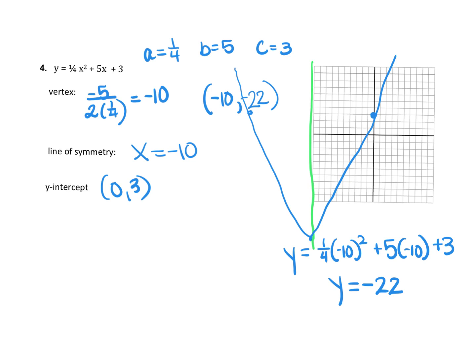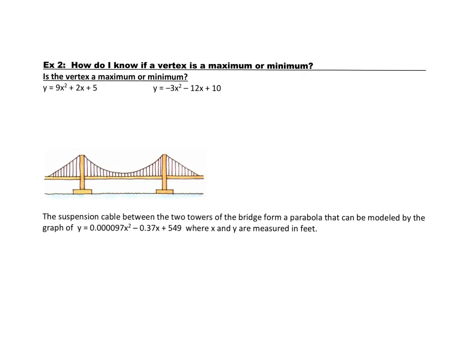Let's go on to example number 2. All right, example number 2. How do I know if the graph is a maximum or if it's a minimum? Well, first of all, let's just note that this is a positive right here. And let's note that this one's going to be a negative. Remember when we had our positive graphs, that they opened going up like this, with our vertex right here. And then our negative graphs flipped over, and they looked like this with our vertex right here.